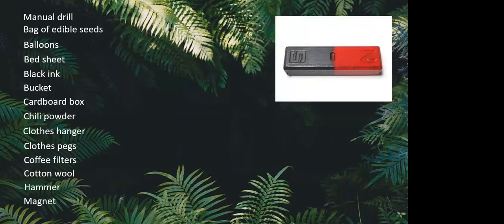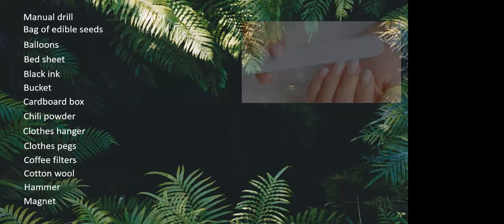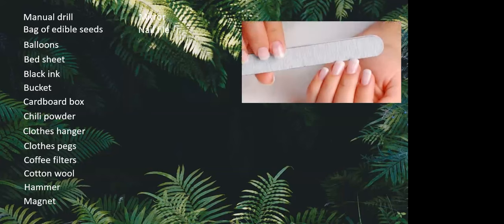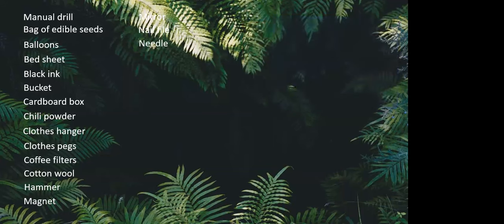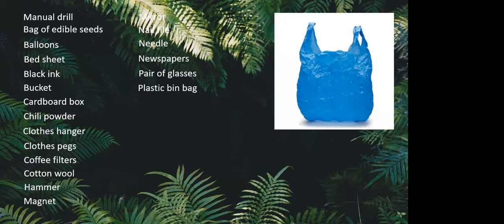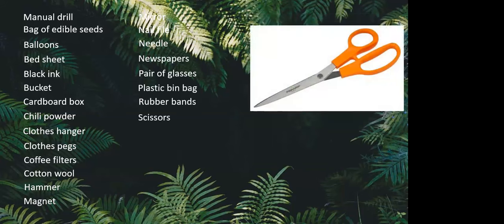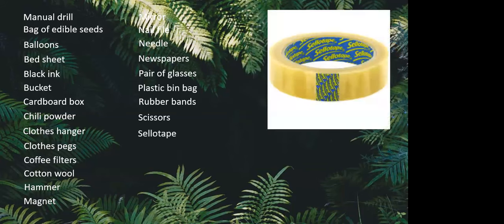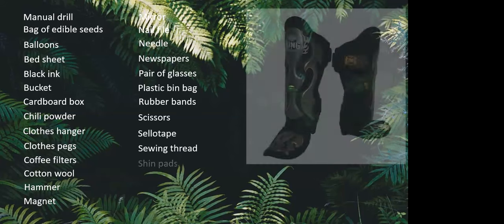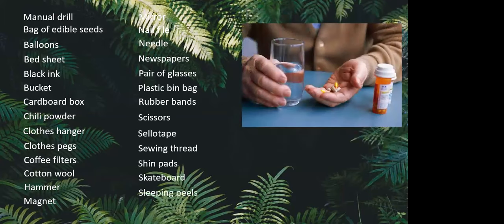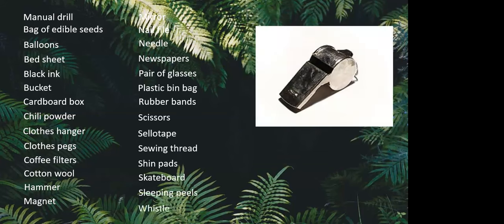A magnet. We have a mirror, a nail file, a needle, newspapers, pair of glasses, a plastic bin bag, rubber bands, scissors, sellotape, sewing thread, shin pads, a skateboard, sleeping pills, and a whistle.